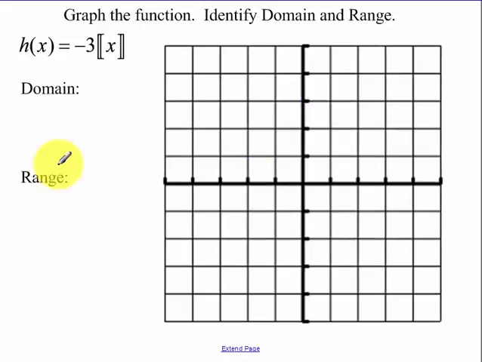Okay, next. The negative in front of the function, outside the function, means across the x-axis. The 3 is a vertical stretch. Okay, I'm taking the x's and I'm stretching them out. So let's get an idea. I'm just going to get a few on here.